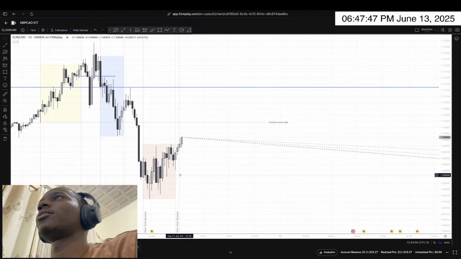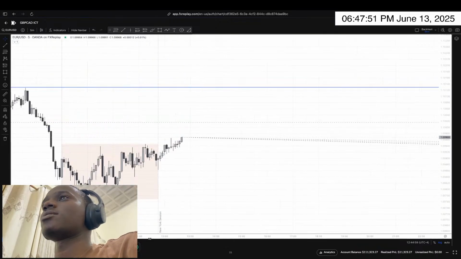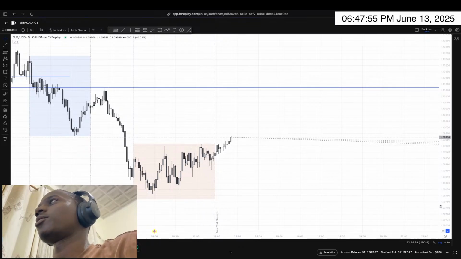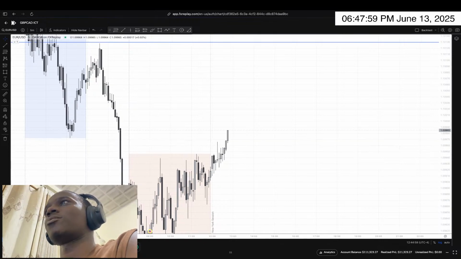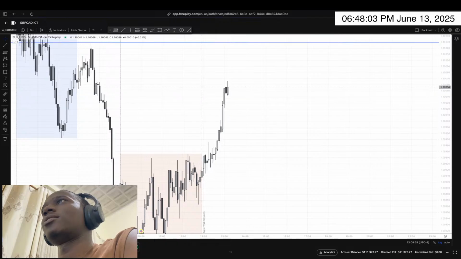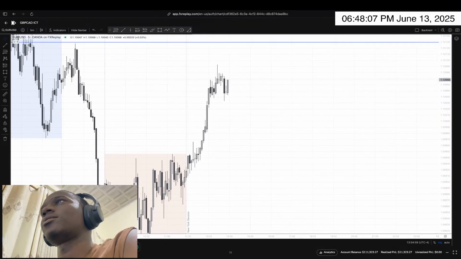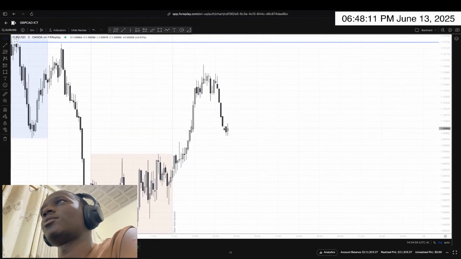Okay, now here we can look for something, even though it's the PM session. The 5 minute, you can see that we shifted somehow. So I don't know if we'll get an entry after this messy price action that there was. So we get a fair value gap provided, no retracement, but you can see that we end up pushing to the upside.